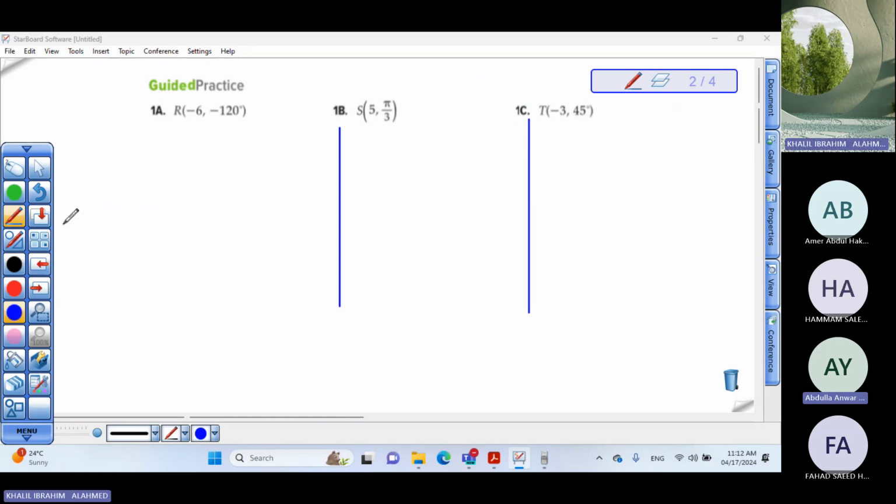Yes, you need rectangular coordinates. Yes, x, in the same way, r cosine theta. This is r, this is theta. Okay, -6 cosine -120 degrees.